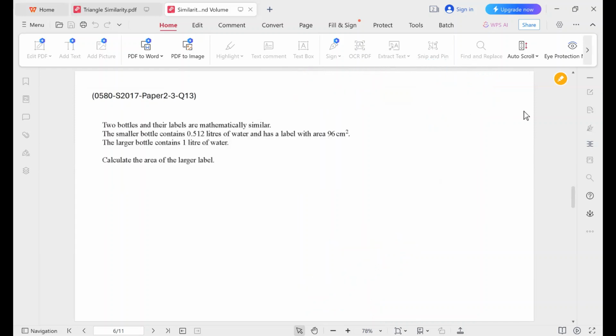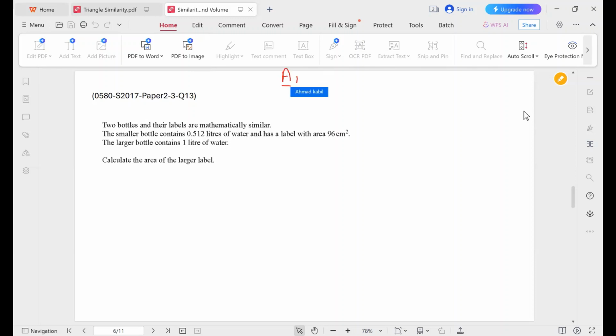Two bottles and their labels are mathematically similar. And you're given, again, a volume and a label with area 96 and a large bottle with a volume. And you are required to find the area of the larger label. So this is pretty much the same idea. Let's work on it again.